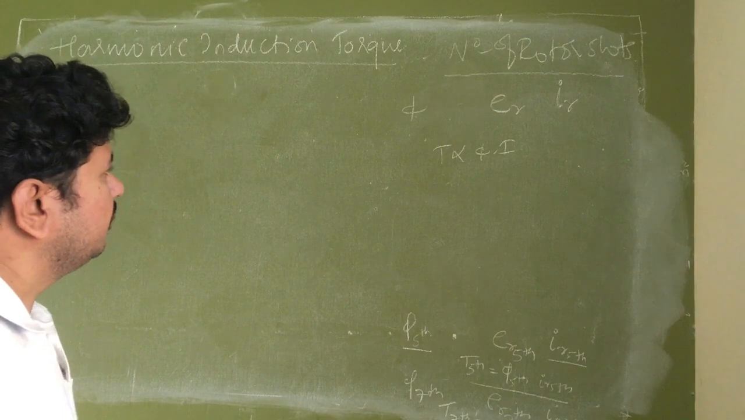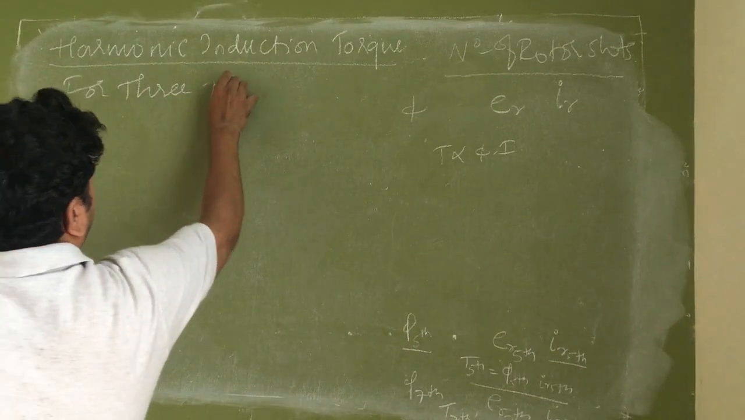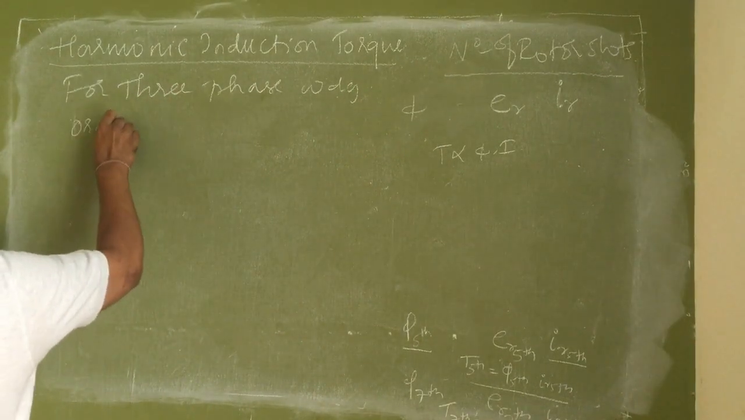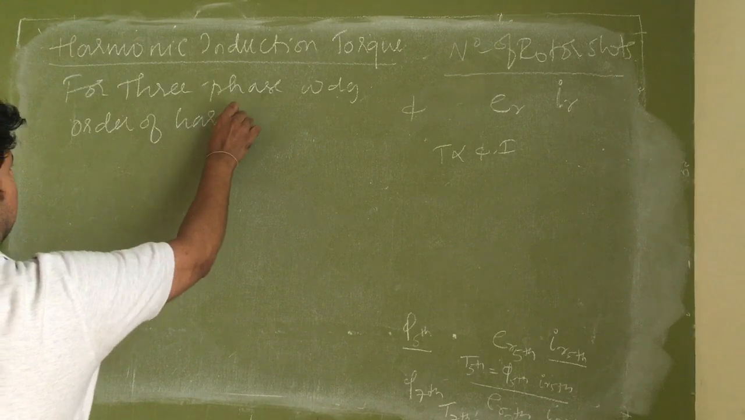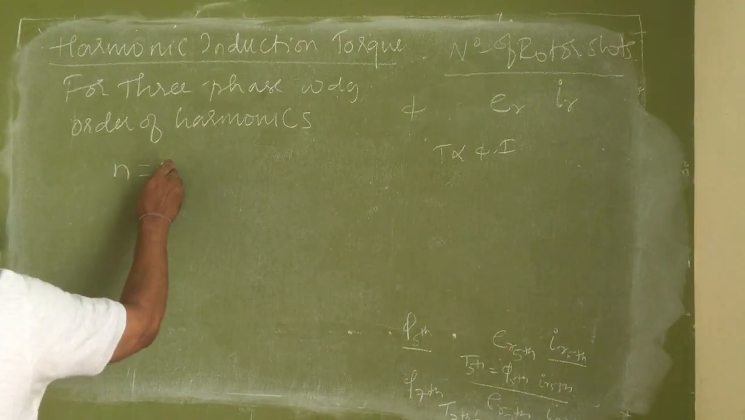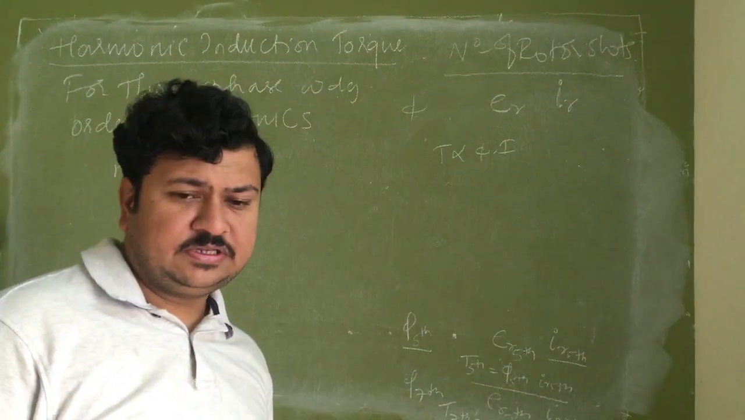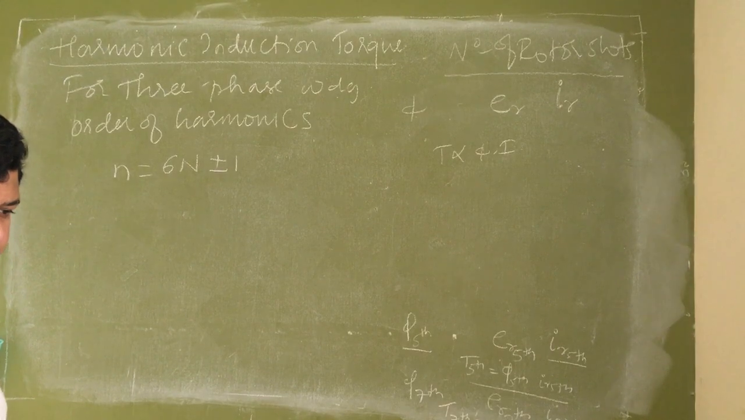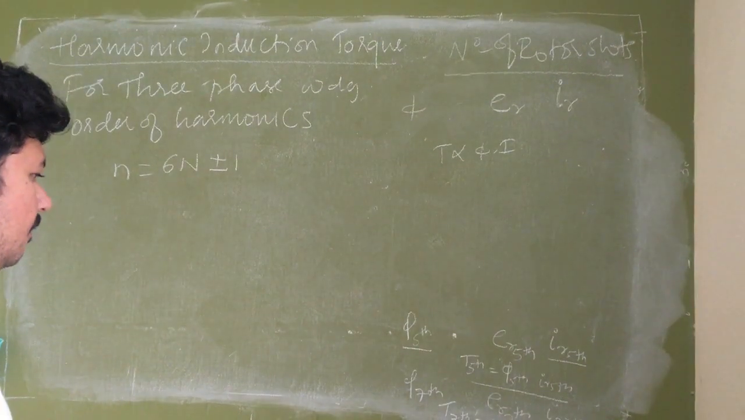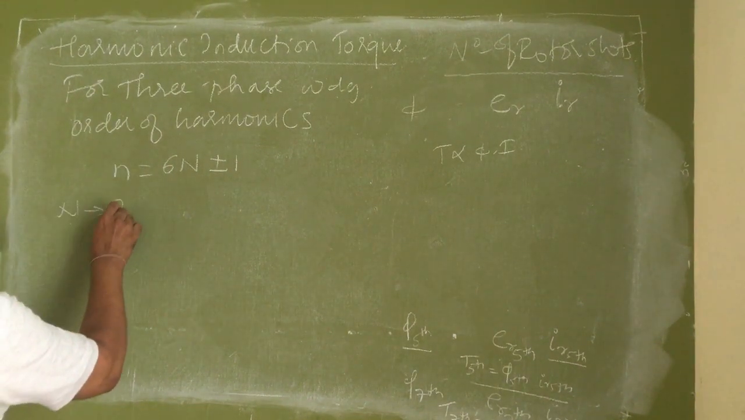Okay. Now, for a three-phase winding, the order of harmonics is given by n equals 6N plus or minus 1, where capital N is an integer.